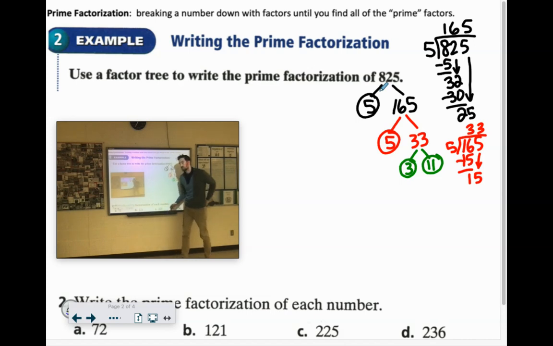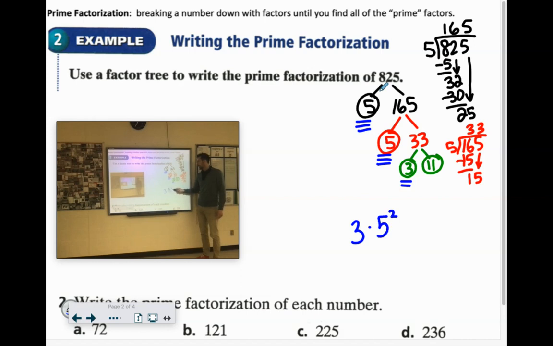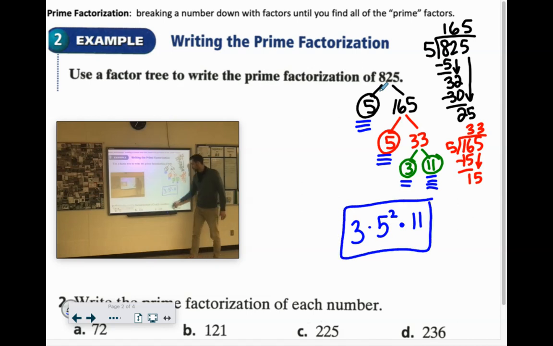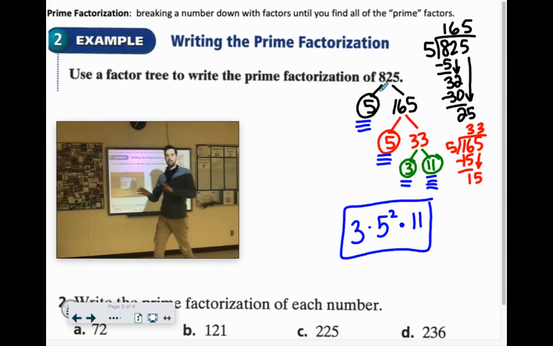So now we're just going to write it. You always write it with your smallest number first. Our smallest number is 3, so we write that first. Then our next smallest one is 5. Now we have 2 5s there. So we have to write 5 to the second power. And then we have the 11. So this would be your final answer. That's how you write with prime factorization. We'll practice a bunch more here.